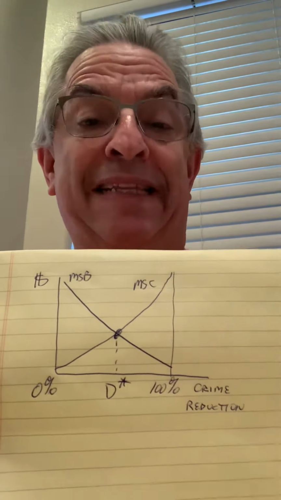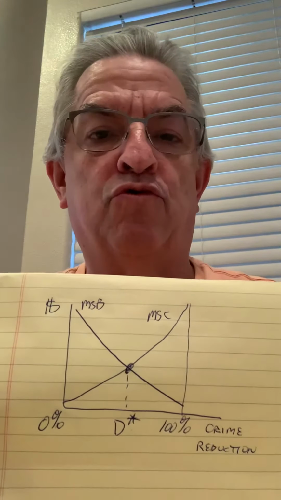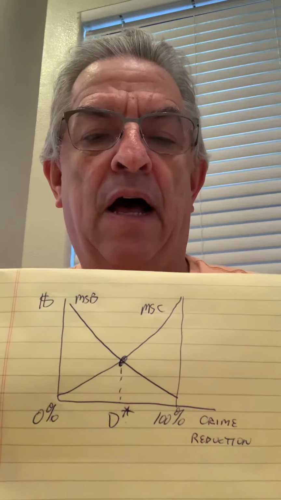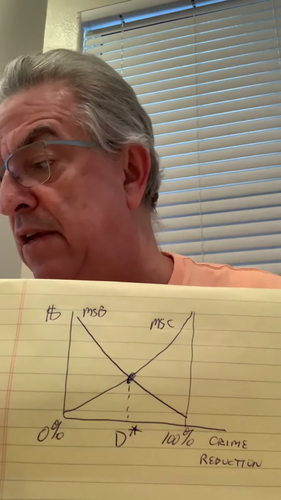But what we have here, we're measuring dollars on the vertical axis as usual, and here we're measuring the amount of crime reduction. So it's not the amount of crime, but it's 1 minus that. It's the amount of crime reduction. So we've got 0% here, means you do nothing about the criminal activity, no rules, no laws, no nothing. 100% would be where you try to completely eliminate crime, okay? Now let's take a look at the curves.